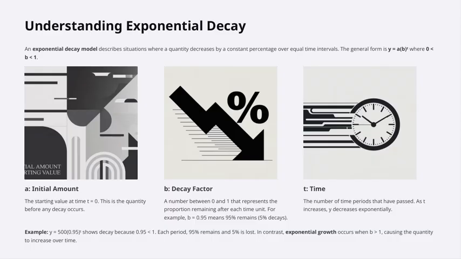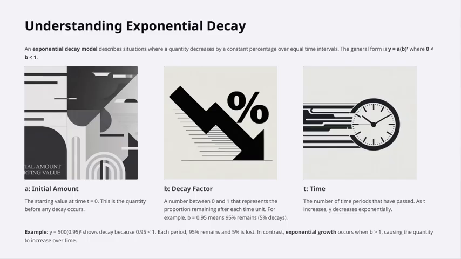Understanding exponential decay is crucial because it describes many real-world processes where a quantity decreases by a consistent percentage over equal time intervals. The general form of this model is y equals a times b raised to the t, or y equals a b^t, where the key is that b is between 0 and 1. When b is less than 1, we see decay, meaning the amount gets smaller over time. Let's break down the components.